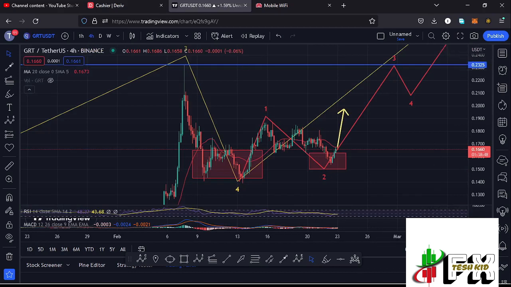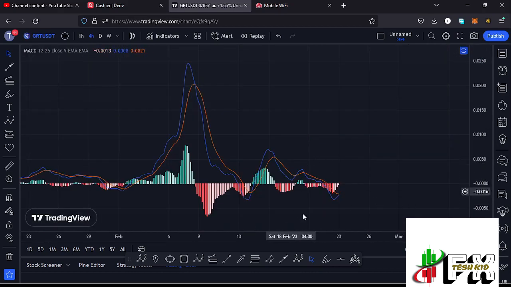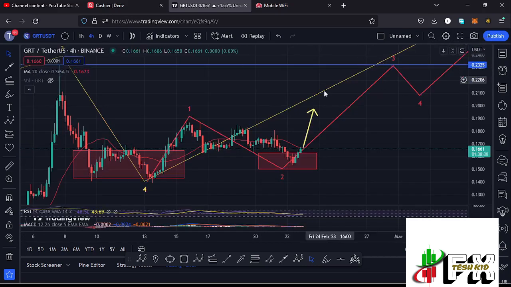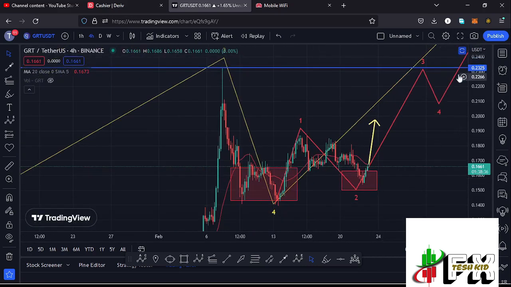Also taking a look at the MACD, we have been able to print a bearish crossover here, but we are seeing a sharp decrease in the selling momentum, meaning soon we are going to print that bullish cross to fully support higher prices in the formation of that wave 3. So let's be patient and see how that plays out, and I'll be keeping you updated.